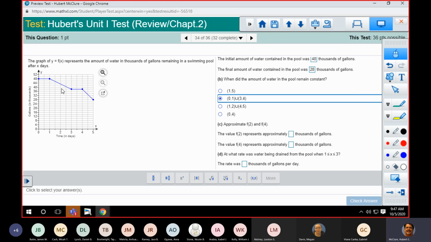Two represents, let's see, it's 42, maybe 43,000. Four represents 38,000.